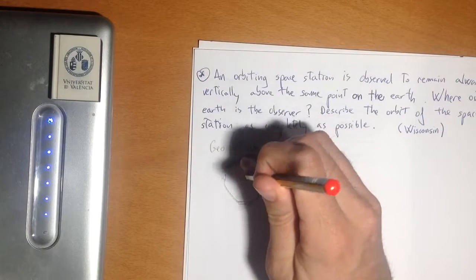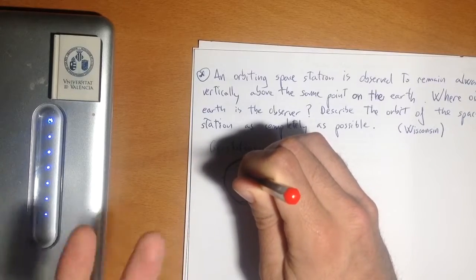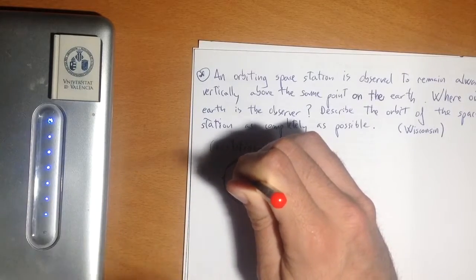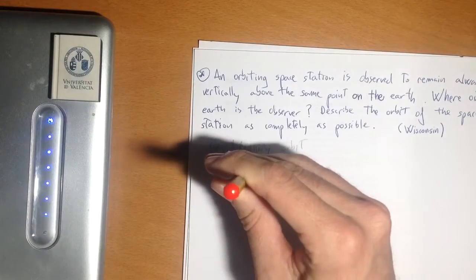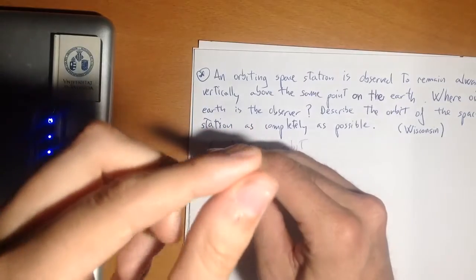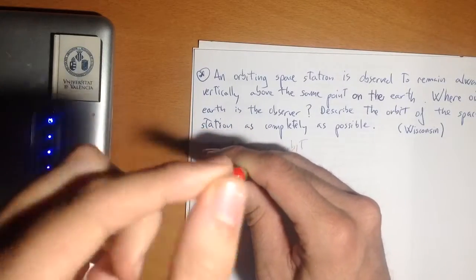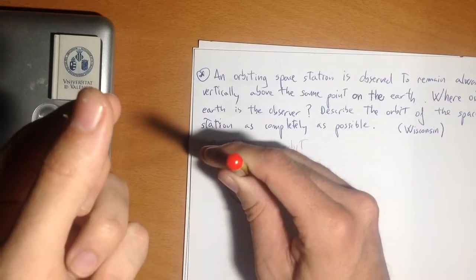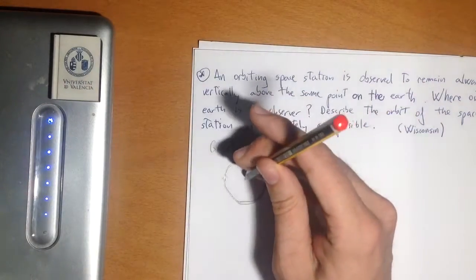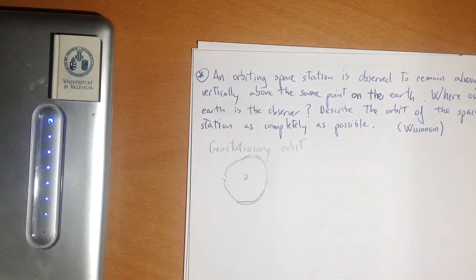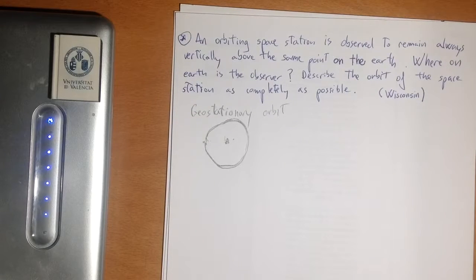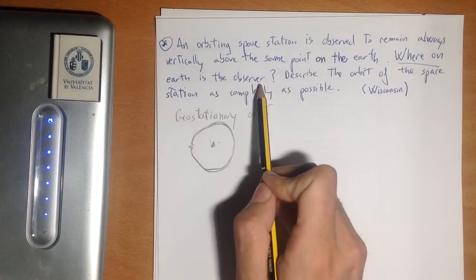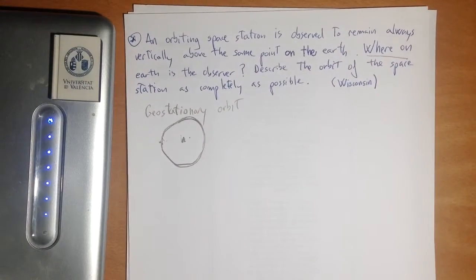What would happen if we wanted to have that situation at one of the poles, for example, the North Pole? That's not possible, because in order to have that situation, the object should be at rest above the pole. That would mean that the object would end up crashing into the Earth. So, where on Earth is the observer? The observer has to be on the equator.